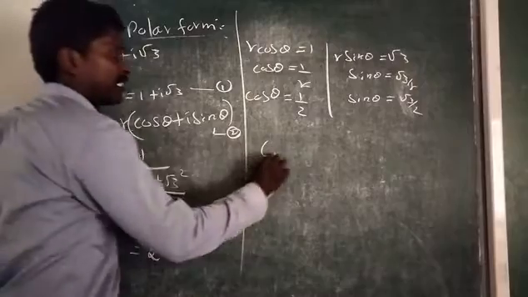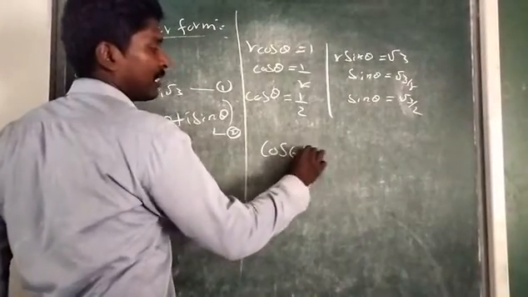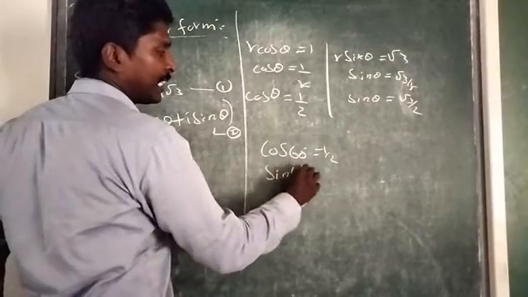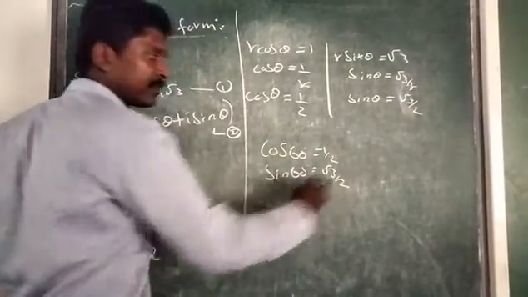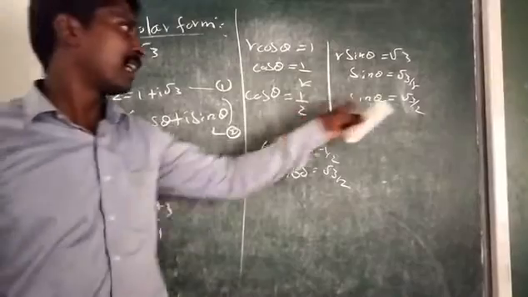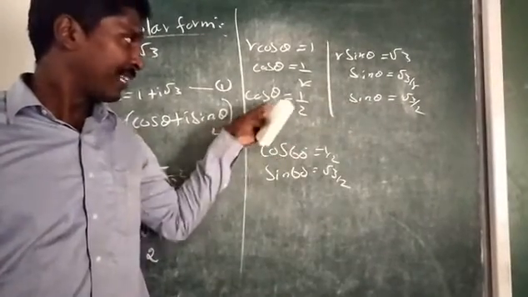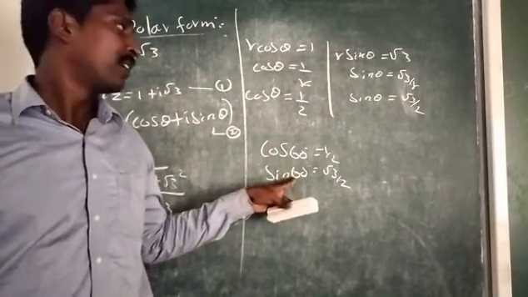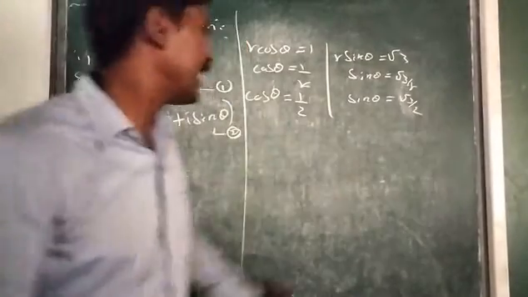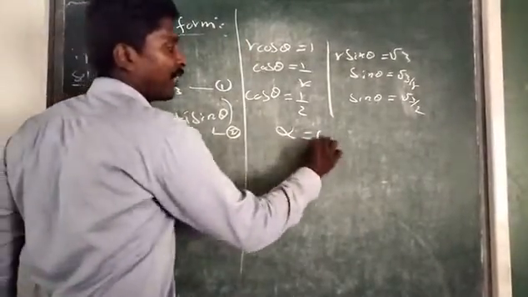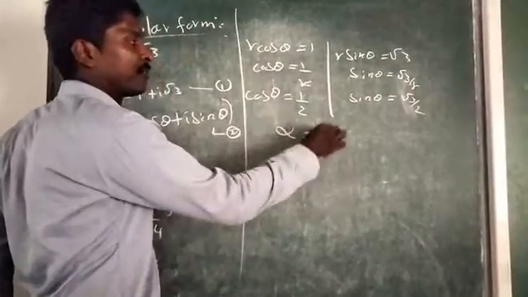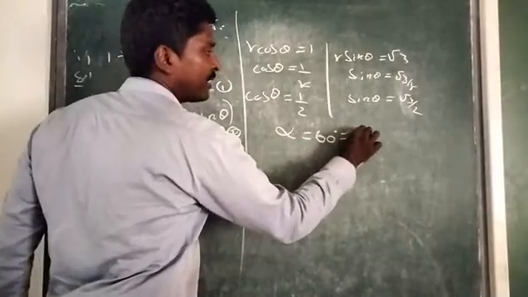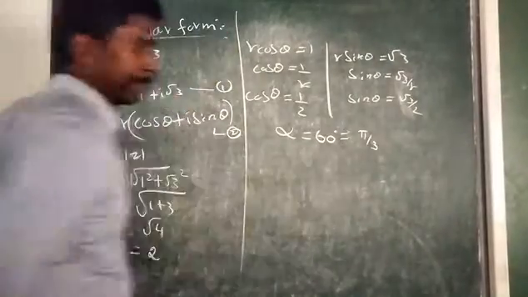You know that cos 60 degrees is 1 by 2. In the same way, sin 60 degrees is root 3 by 2. With the help of that, you come to the conclusion that theta is 60 degrees. So instead of theta you can assume alpha equal to 60 degrees. Substituting 60 degrees satisfies 1 by 2 and root 3 by 2. 60 degrees can be written as pi by 3.